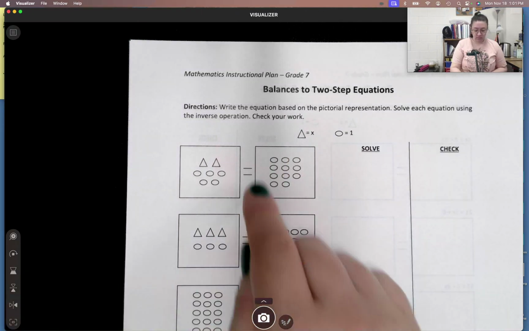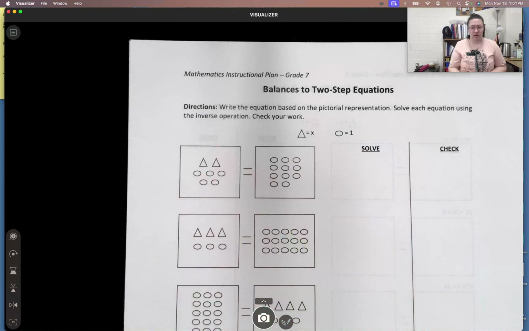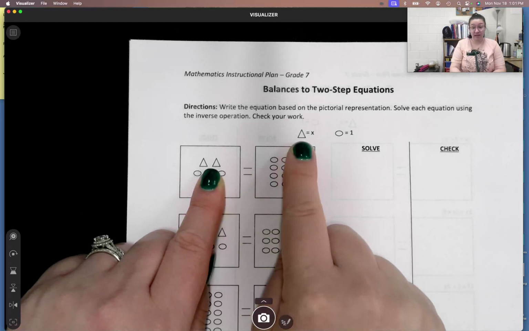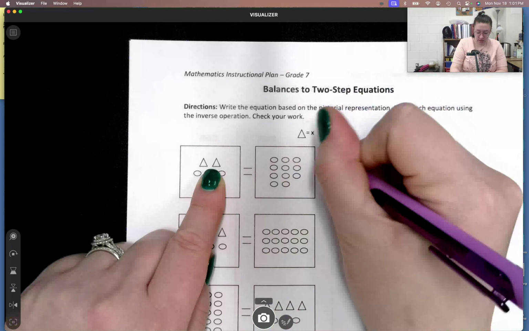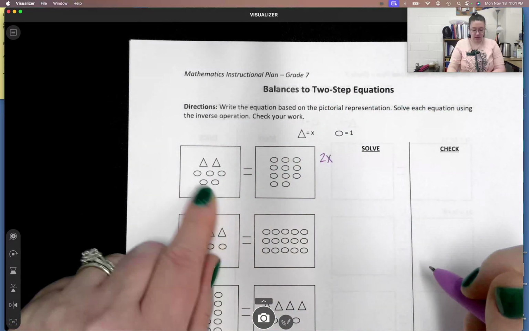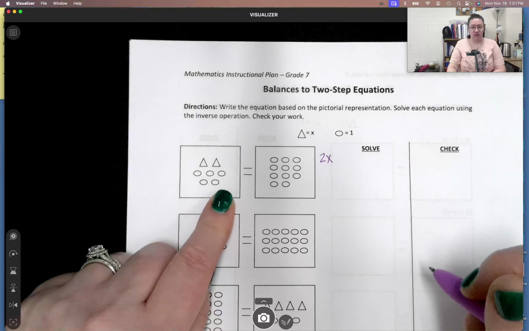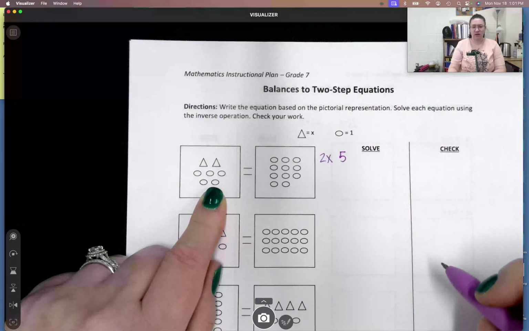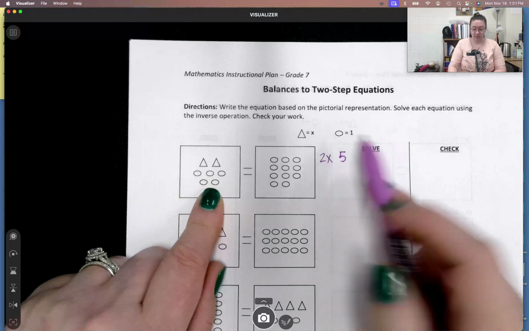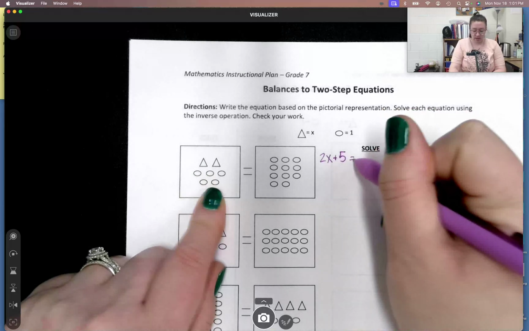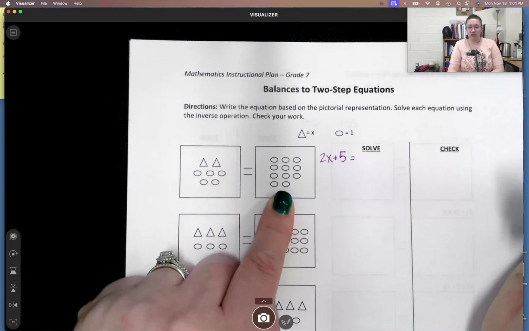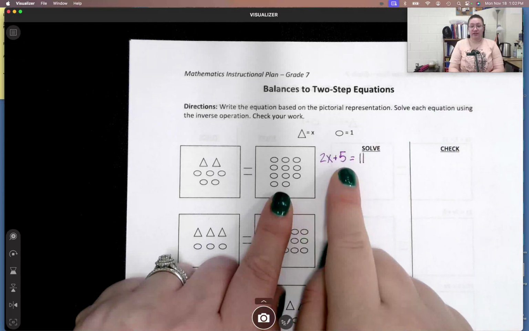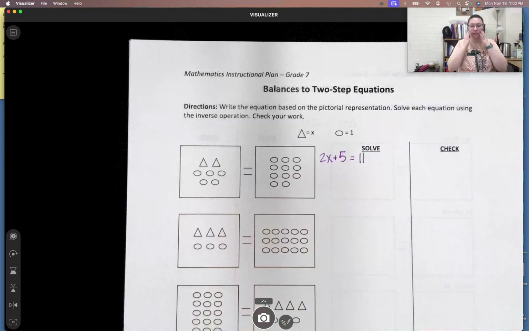So what would this equation be? What would these represent? Those would be 2x's, yeah. So we'd write that as 2x. And then what would this be? That's 5. What kind of 5 are they? Positive 5, because that's a positive 1. So we'd put a plus there. And that all equals what number here? 11. So that's the equation that would match this situation.